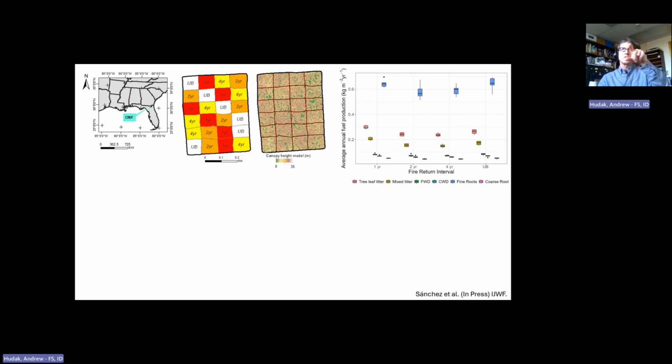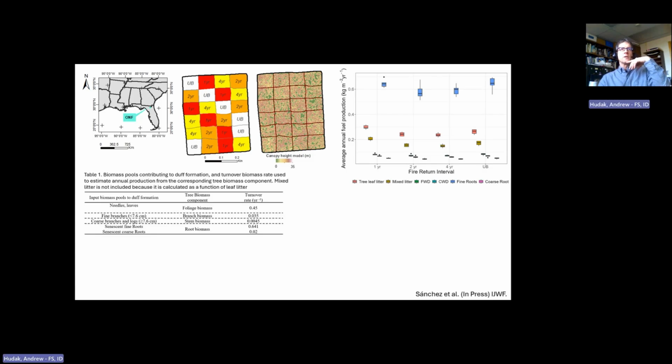So it's actually fine roots in that duff layer that turn over very quickly and provide a lot of the inputs into duff development. But then after that is the tree leaf litter and other litter, and then the fine woody debris, coarse woody debris, and coarse roots are minor components of the duff development. For this modeling approach, we need to parameterize it with turnover rates, which is much faster for the needles and leaves than it is for the finer branches or coarse branches.